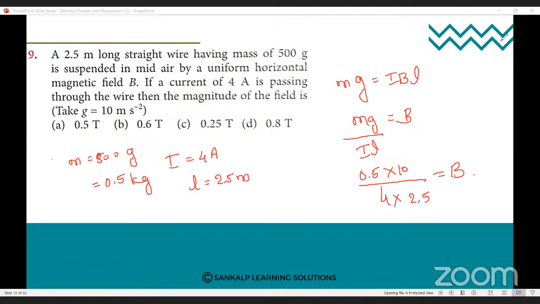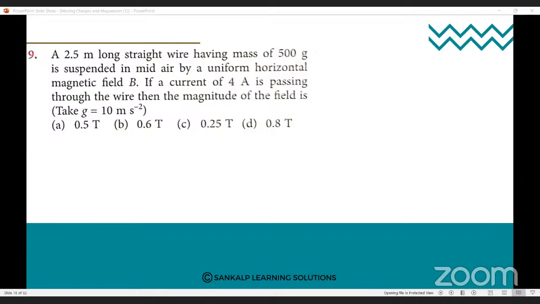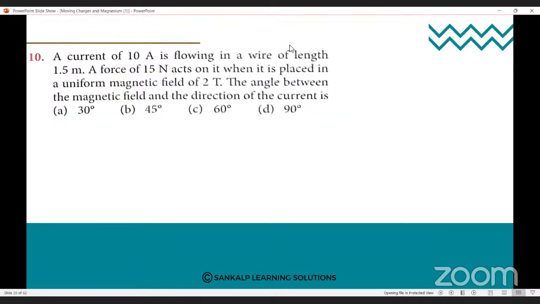Option A. Yes, correct, very good. Option A is the correct answer. Okay, copied everyone? Option A is the answer. Go for the next question.